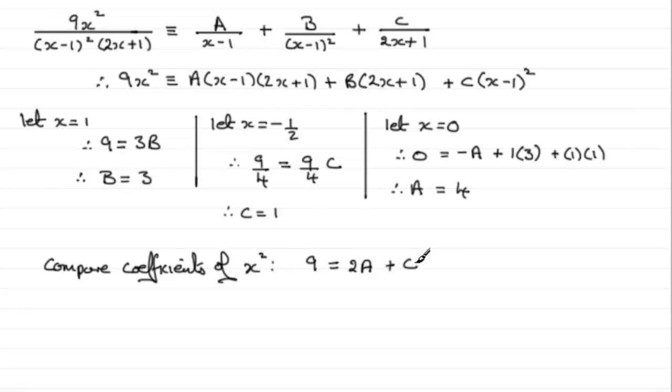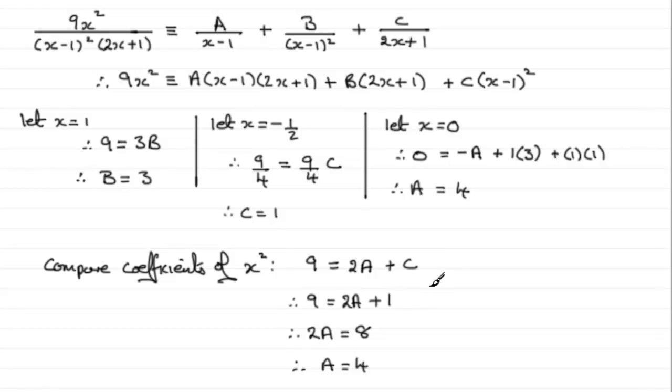But we know that c is 1, so therefore we've got 9 equals 2a plus 1. And if we take 1 from both sides, you get 2a equals 9 take 1, which is 8, and if you divide both sides by 2, you end up with a equaling 4, which should be what we expected. Okay, so do try comparing coefficients of x or constants. Compare your methods. That's the best way to learn this kind of work.